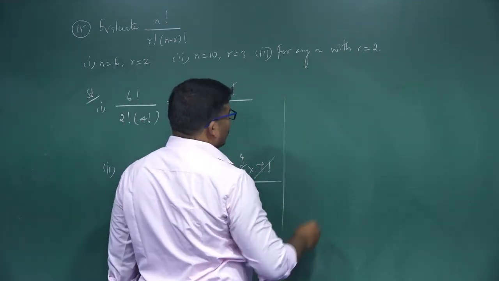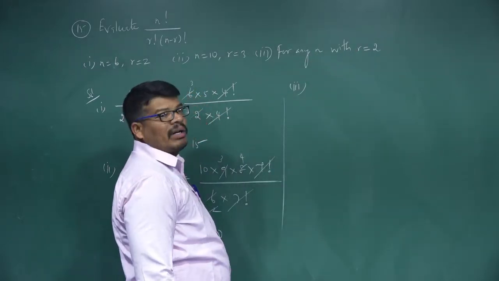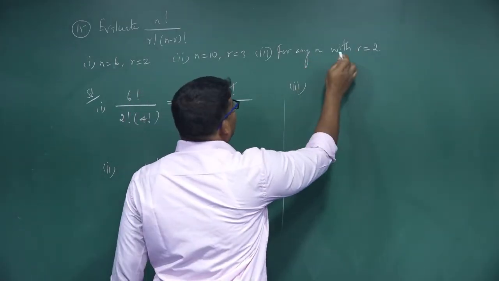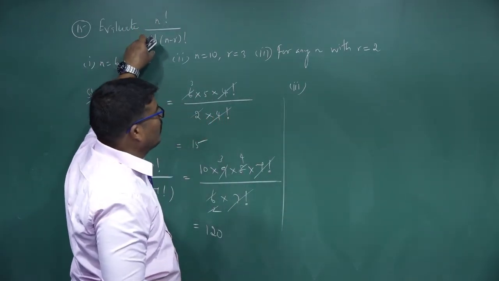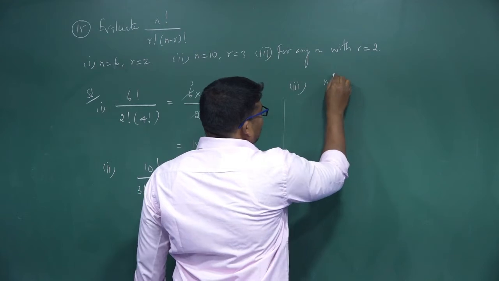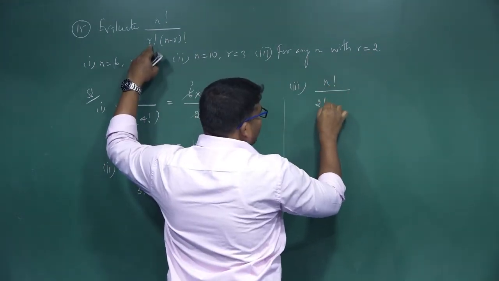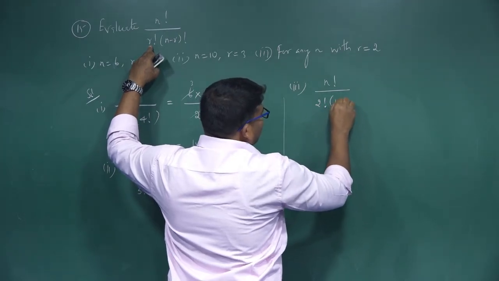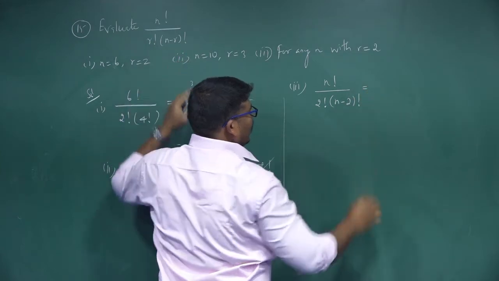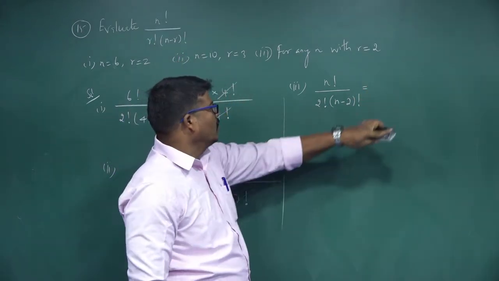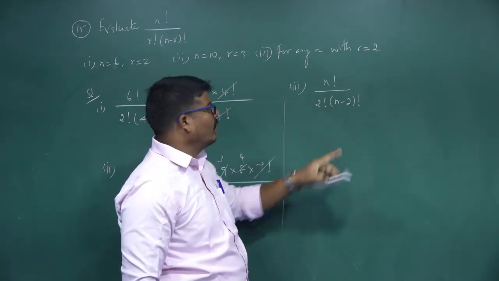Second one done. And the third one: for any n with r equal to 2, find the value of n factorial by r factorial into n minus r factorial. For any n, r is 2. So it is n factorial by 2 factorial into n minus 2 factorial.